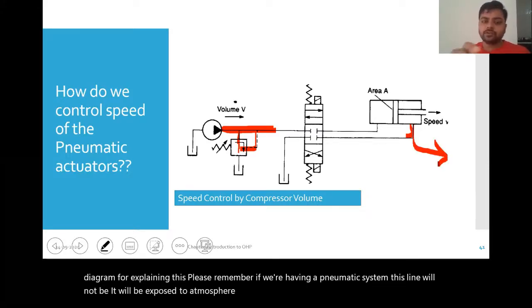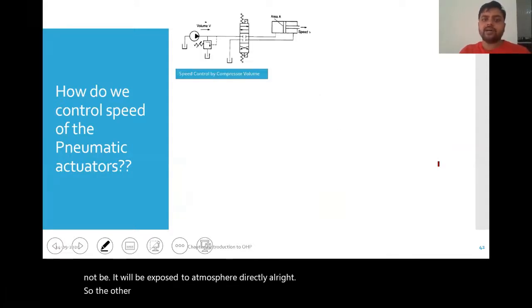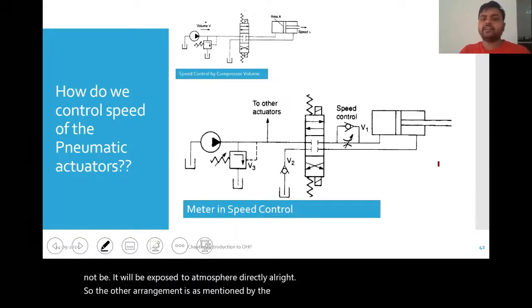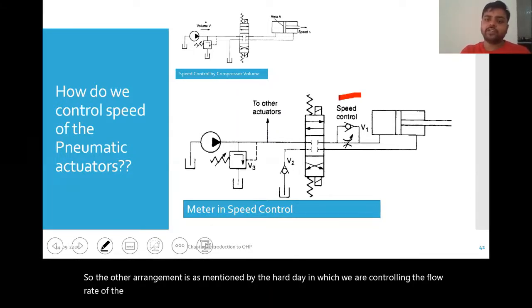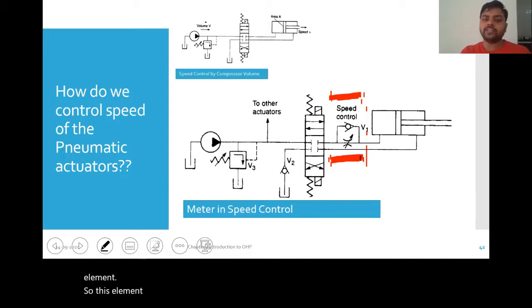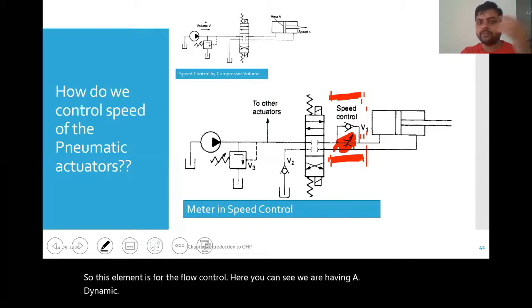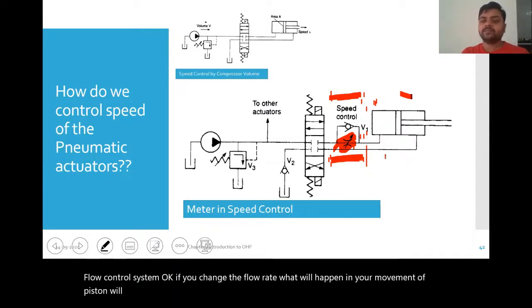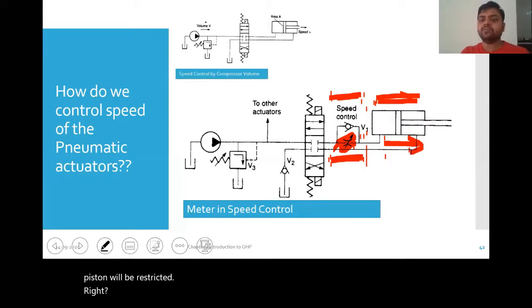All right. The other arrangement, as mentioned by Hardik, is one in which we control the flow rate of the air by a flow control valve. Here you can see we have a separate arrangement for the flow control. Here we have a dynamic flow control system. If you change the flow rate, what will happen? The movement of the piston will be restricted, right? So this arrangement is for controlling the flow rate.